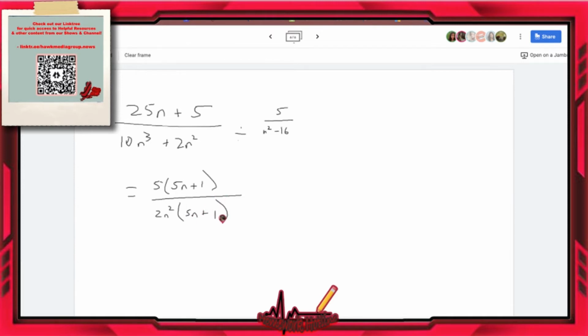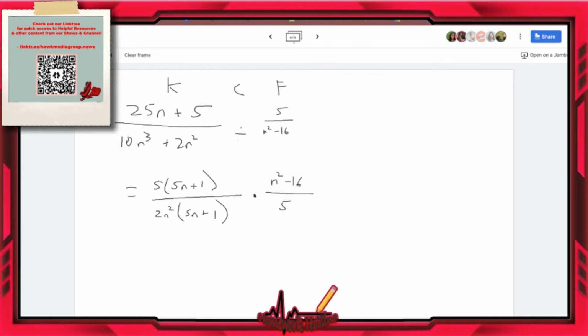Now the division and the other fraction, this is where we do the keep, change, flip. So we keep this fraction, we change the sign, and we flip the other fraction. So the division becomes multiplication, and the n squared minus 16 is now on top, and the 5 is on the bottom.